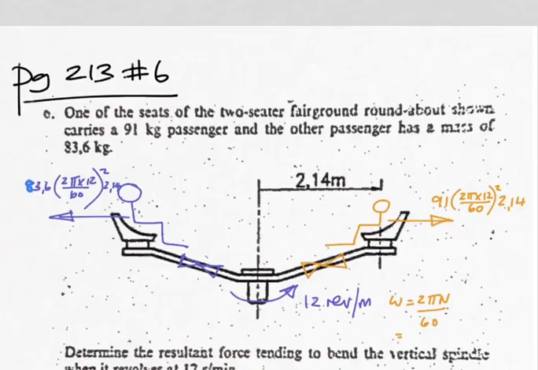Let's look at number 6 on page 213. They say it is a two-seater fairground ride. So when viewed from the side, we've got a shaft that is rotating, let's make it anti-clockwise, and we have a person sitting in this seat of 91 kilograms mass and a person sitting in this seat of 83.6 kilograms mass. Now clearly there's imbalance here, so let's see how much imbalance there is, and they've asked for what its effect is going to be on this central shaft that is supporting all of this.